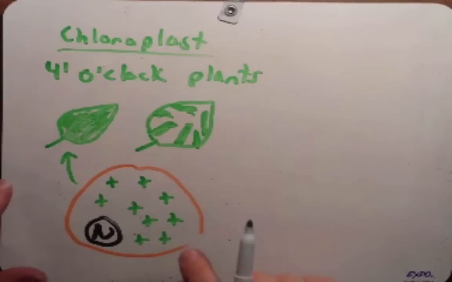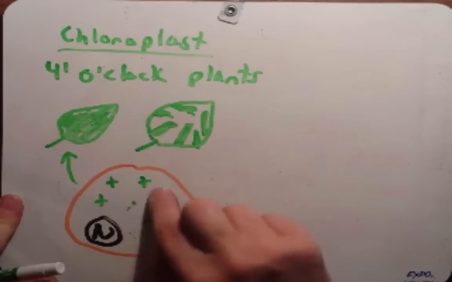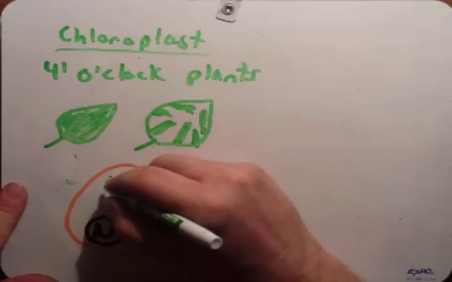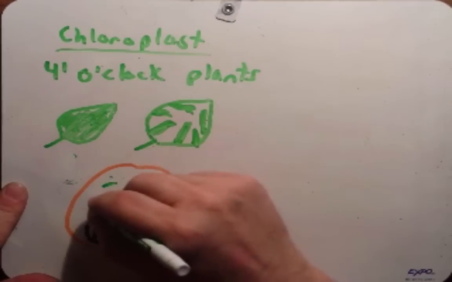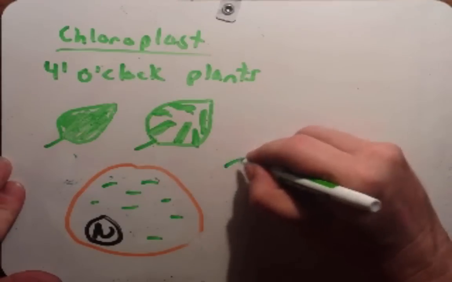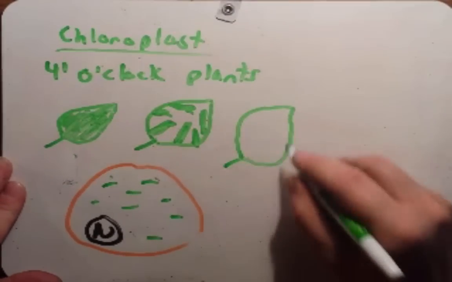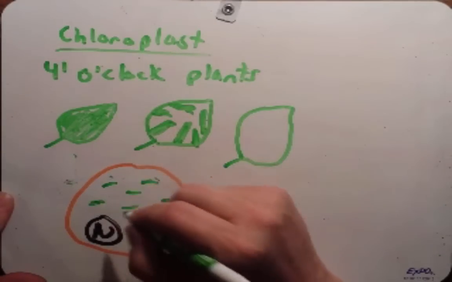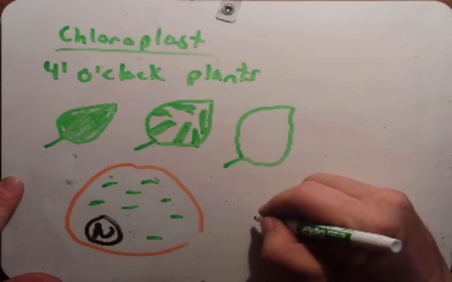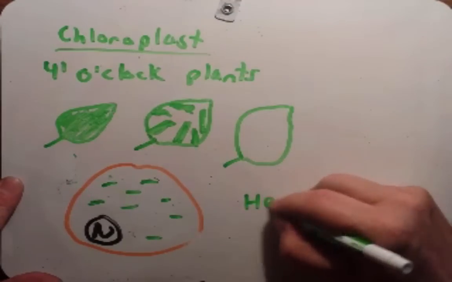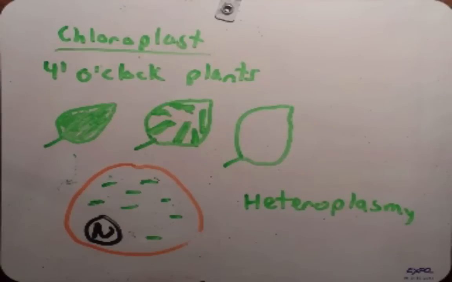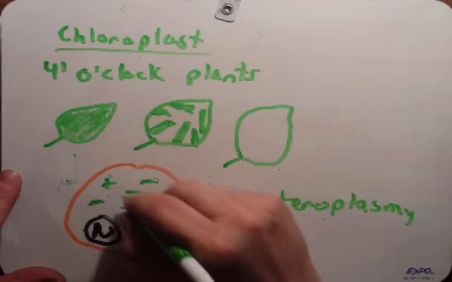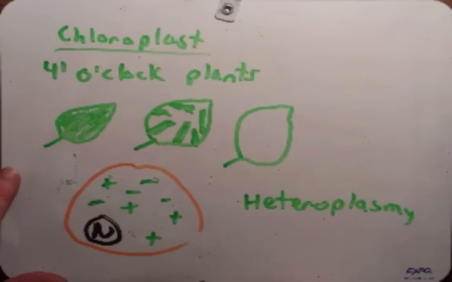However, if they were all mutated, let's mutate them all now. I'm going to put minuses for the chloroplasts, because they're all mutated. If that's the case, you're going to get a leaf that looks like this. However, what often happens is a condition known as heteroplasmy. In the condition of heteroplasmy, some of these are wild type, not mutated, and some of them are mutated.